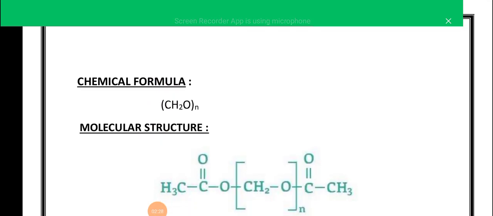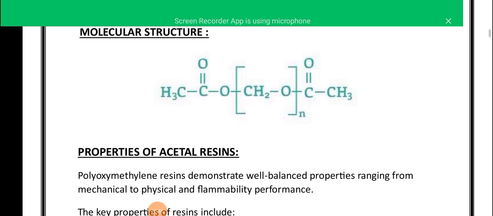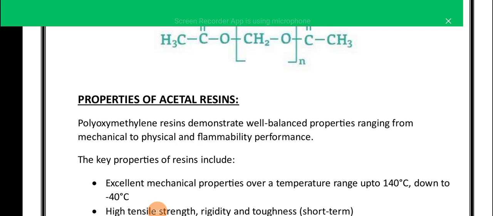Here is the chemical formula and molecular structure of polyoxymethylene. The molecular structure of polyoxymethylene is characterized by a chain of repeating CH2O units. This gives rise to a linear polymer chain with oxygen atoms linking the carbon and hydrogen atoms. The basic structure can be represented as (CH2O)n, where n represents the number of repeating units, indicating the polymerization of formaldehyde molecules. Now we discuss some properties of acetal resin.